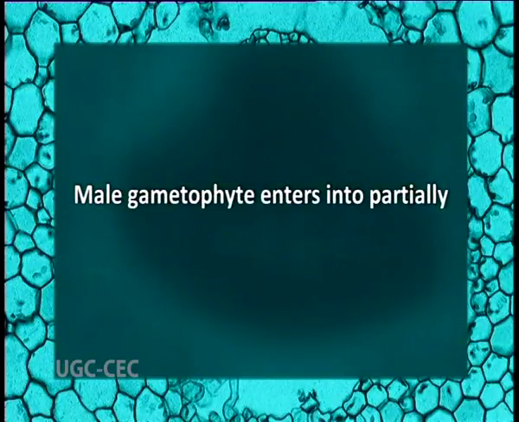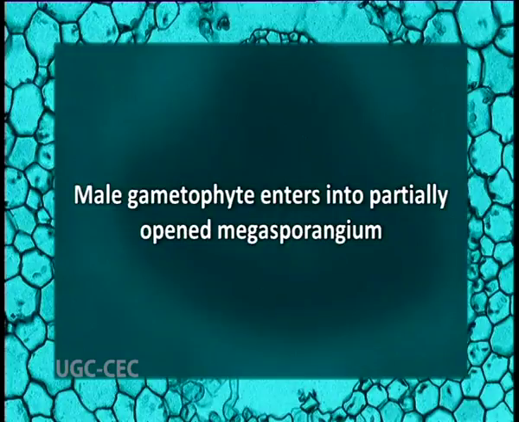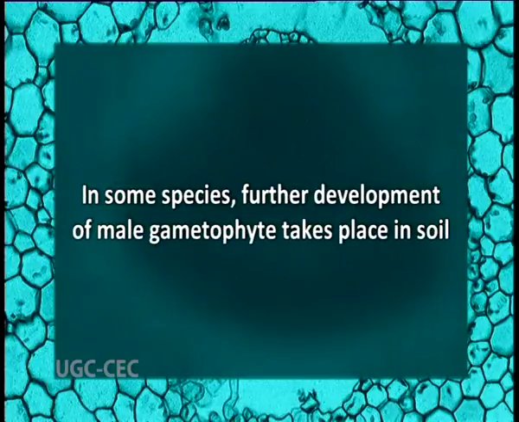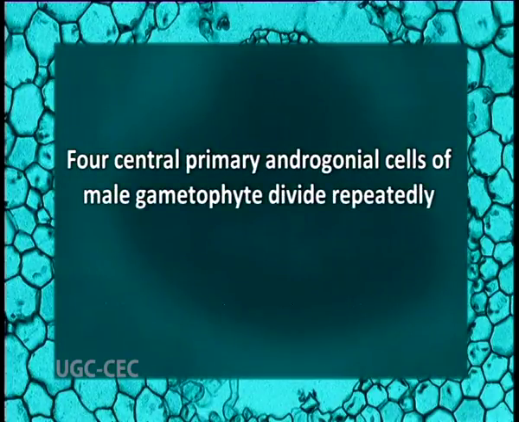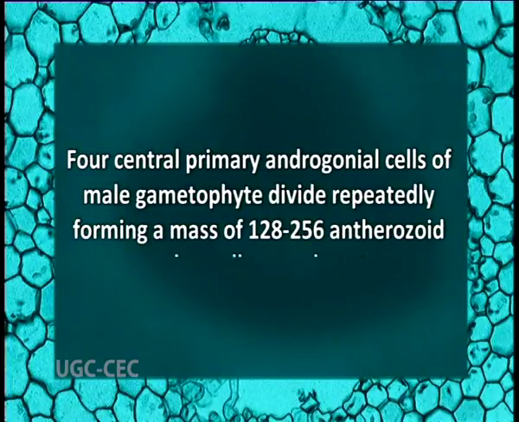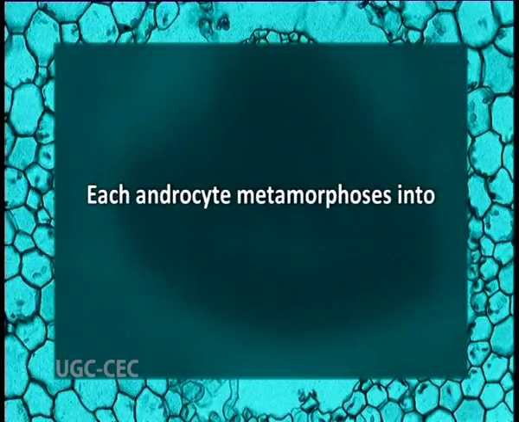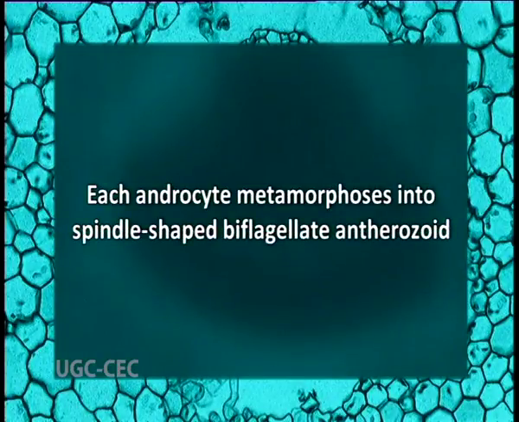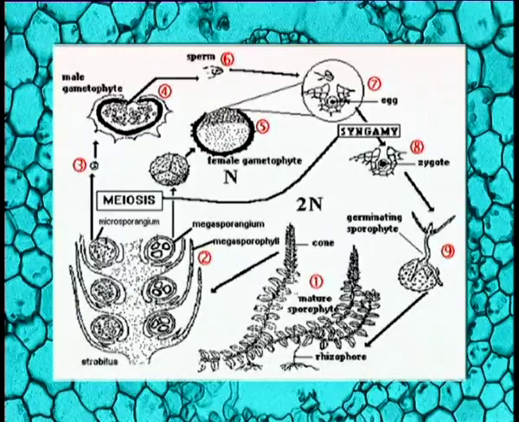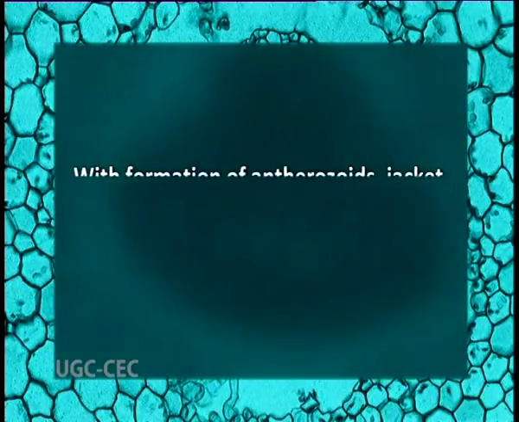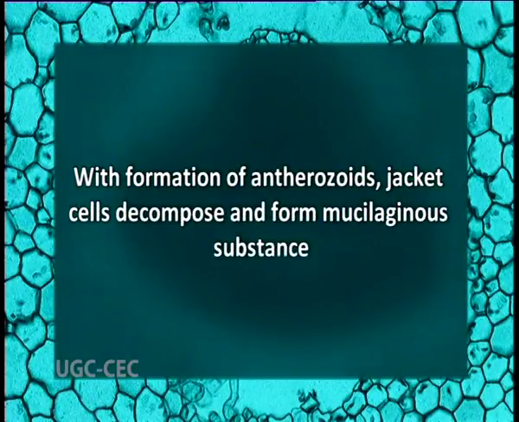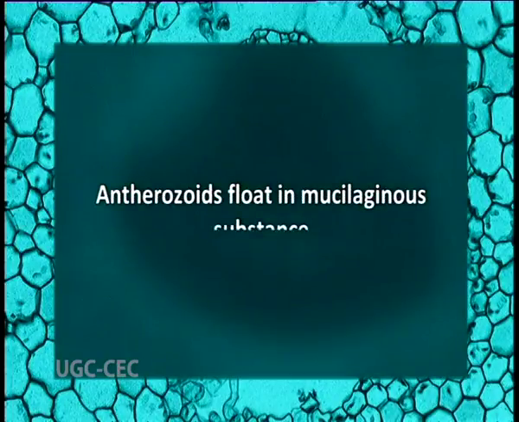It enters into a partially opened megasporangium where further development of the male gametophyte takes place in close proximity of the developing female gametophyte. In some species, it is believed that further development of the male gametophyte takes place in the soil. The 4 central primary androgonial cells of the male gametophyte divide repeatedly, forming a mass of 128 to 256 anthrozoid mother cells or androcytes. Each androcyte metamorphoses into a spindle-shaped biflagellate anthrozoid. The anthrozoids of Selaginella are perhaps the smallest amongst the vascular plants. With the formation of anthrozoids, the jacket cells decompose and form a mucilaginous substance. The anthrozoids float in this substance.